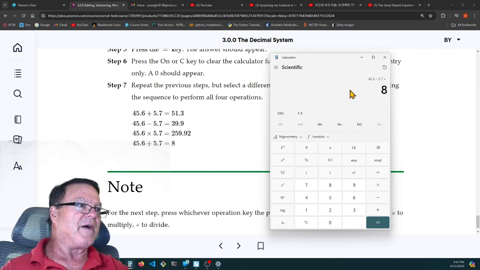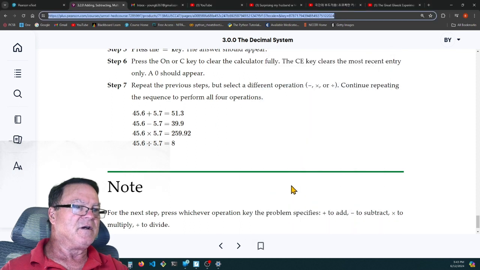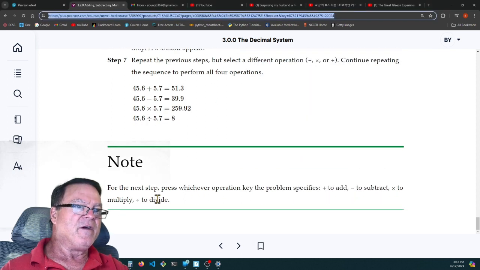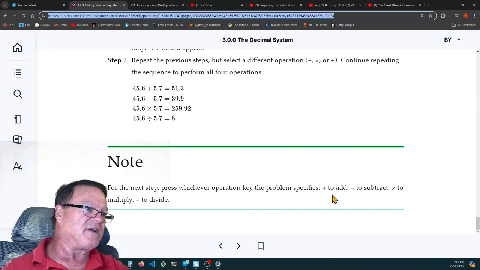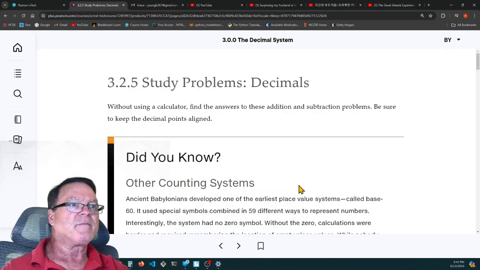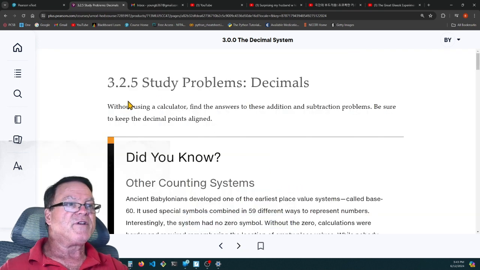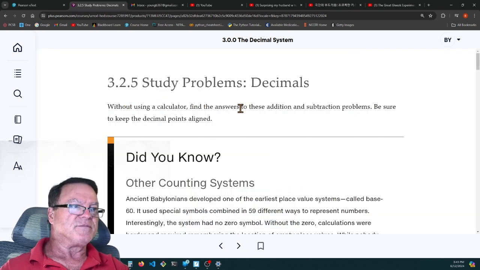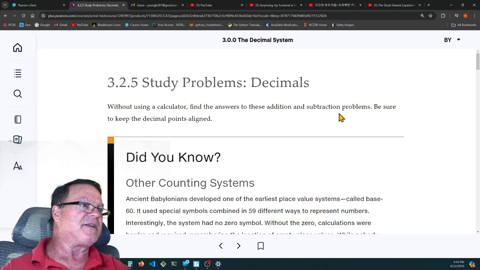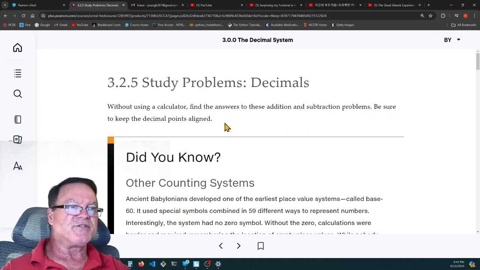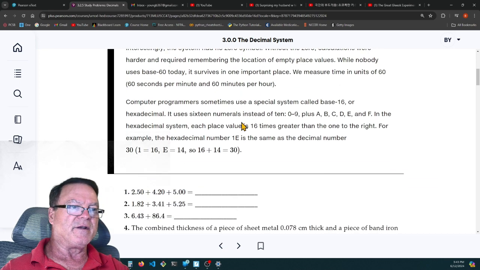We'll talk further about that when we're in class. But next step, press whichever operation key the problem specifies. Add, subtract, multiply, divide. 3.2.5, study problems, decimals. Without using a calculator, find the answers to these addition and subtraction problems. Be sure to keep the decimal points aligned.